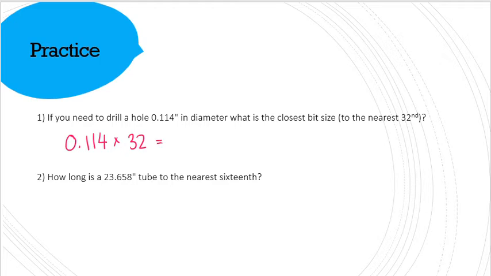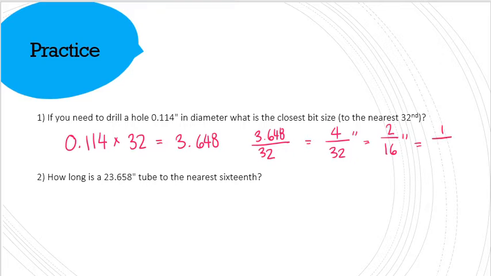When I do that math, I'm going to get 3.648. So what I'm telling myself is, 3.648 over 32 is the bit size I should use. That's closer to 4 32nds. I look through my things and I don't have any 4 32nds. Why not? Because that's the same as 2/16, reducing your fraction. And I don't see any 2/16 drill bits either, because 2/16 is the same as 1/8.